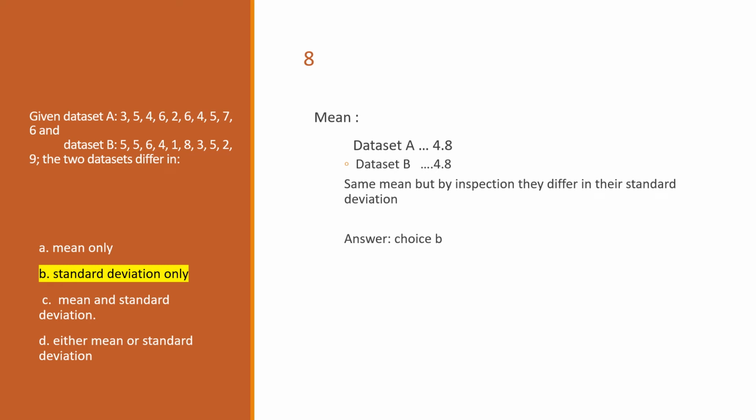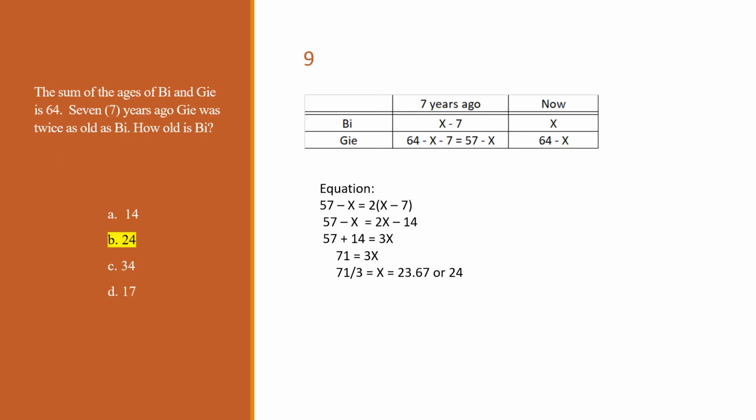For the given data set, we will have to quickly add up all the values for data set A and data set B and recognize that data set A and B both have 4.8 as mean. Because of how the numbers are given, we recognize that their standard deviation will differ. And therefore, our answer for this item will have to be choice B.